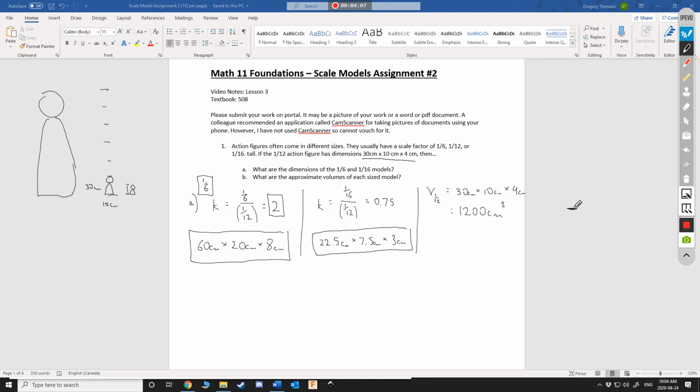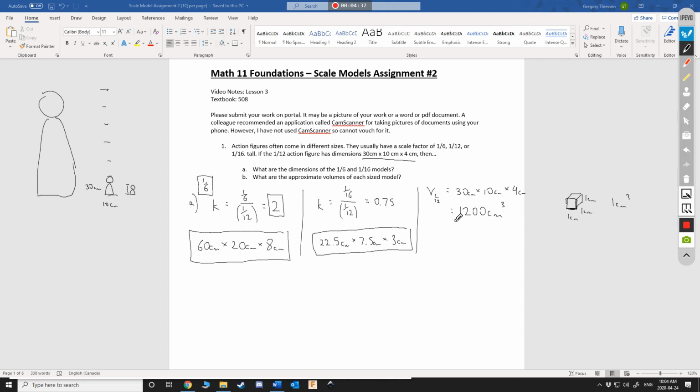How to visualize that: take your ruler and measure about 1 centimeter, and make that into a square, 1 centimeter by 1 centimeter. If you make it into a cube, 1 centimeter by 1 centimeter by 1 centimeter, you can fit 1,200 of these small cube blocks within this one action figure. That's how we conceptually understand volume.